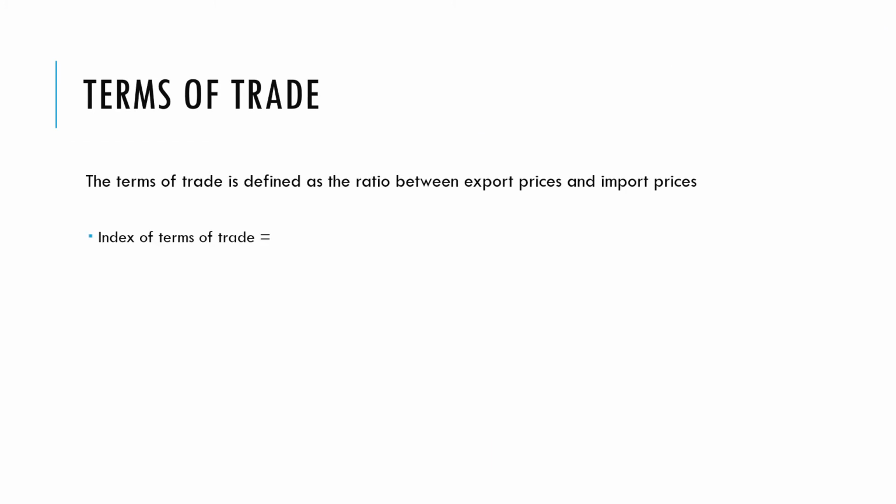So the terms of trade is defined as the ratio between export prices and import prices. So what we do is we take indexes of all the exported products that we sell, create an index, and we divide by an index of the prices of all the imported products that we buy.